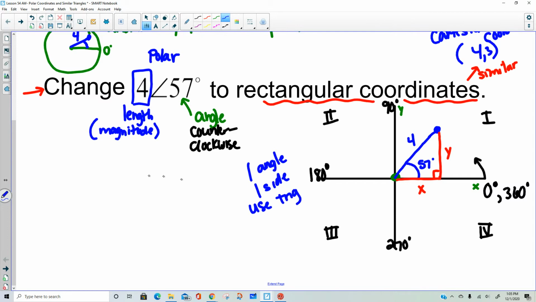We can use SOHCAHTOA, sine, cosine, and tangent to find missing pieces. So that's where we're going to begin. We're going to begin by finding X. So this is just basic trig, you guys. You have a 57-degree angle. Side X with respect to that angle is the adjacent side. 4 is the hypotenuse.